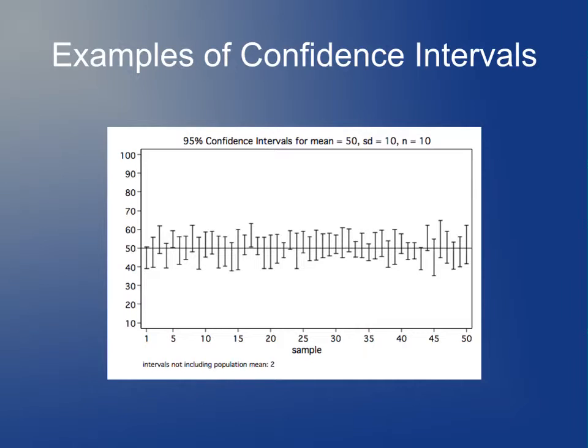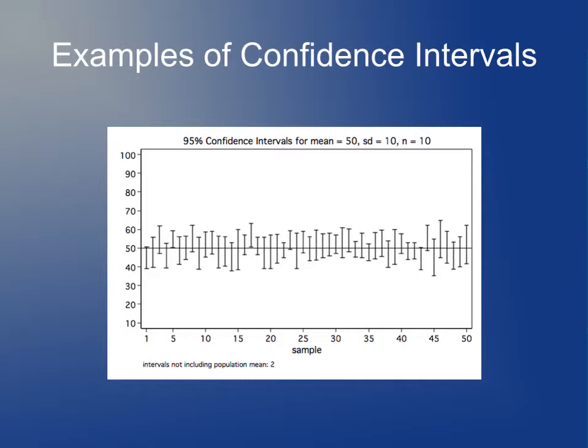So this slide illustrates a bunch of simulated confidence intervals. This was data generated using the random number generator in R. It was generated to have mean 50 and standard deviation 10, and they selected 10 observations from this distribution, averaged them, and calculated the confidence intervals.